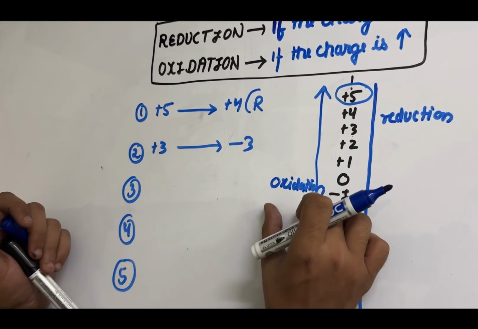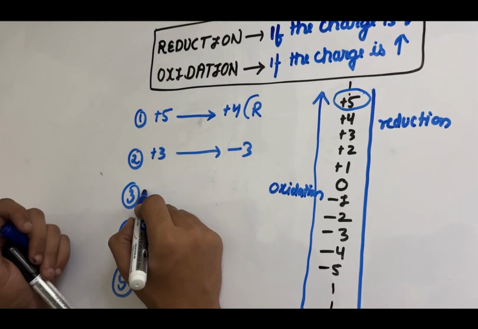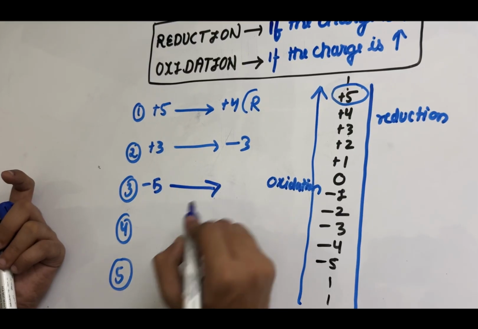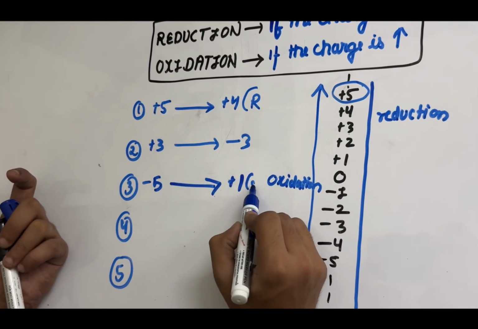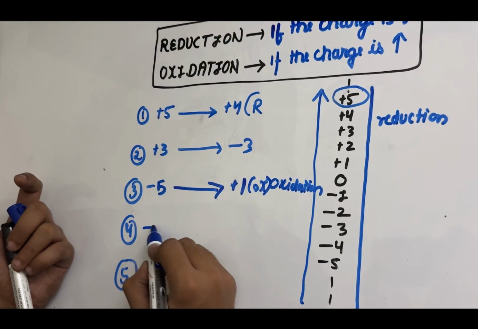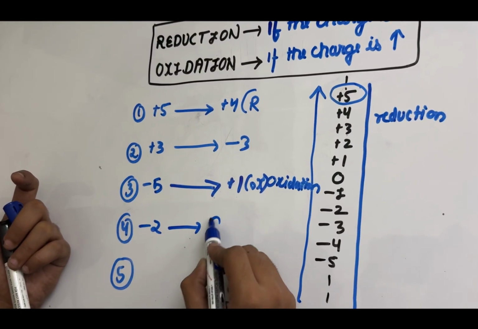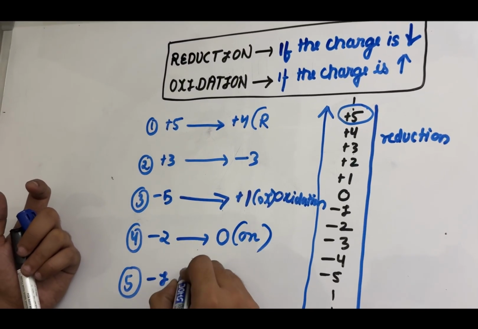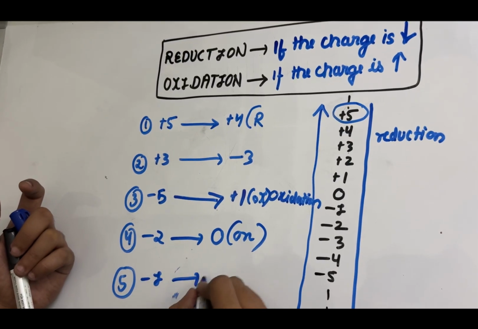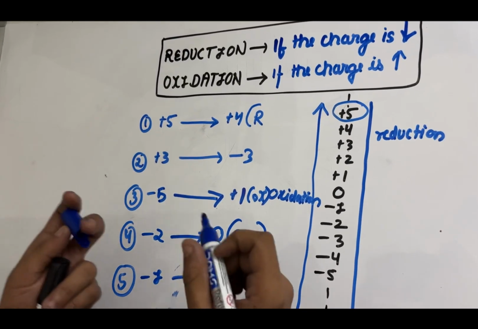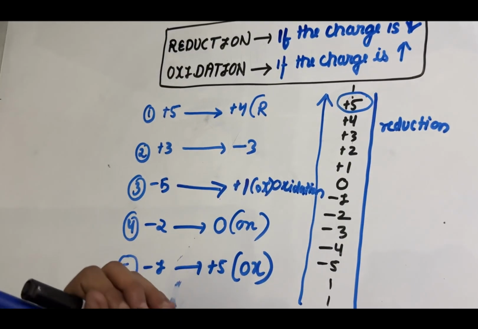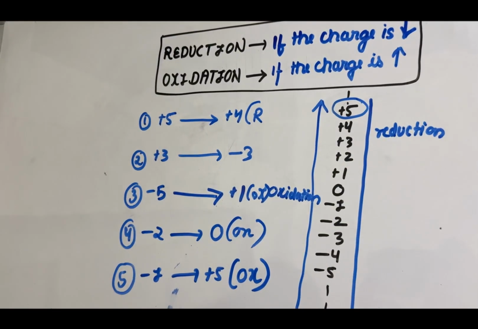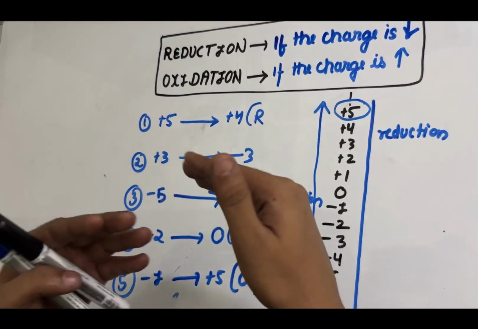Now let's take our examples of the oxidations. If something initially was minus 5, but finally it becomes plus 1, it is a case of oxidation. If there is minus 2 initially but it becomes 0, then it is oxidation. If something was minus 1 but it becomes plus 5, it is a case of oxidation. So just keep a bookish language in your mind, that reduction is gain of electron and oxidation is loss of electron.